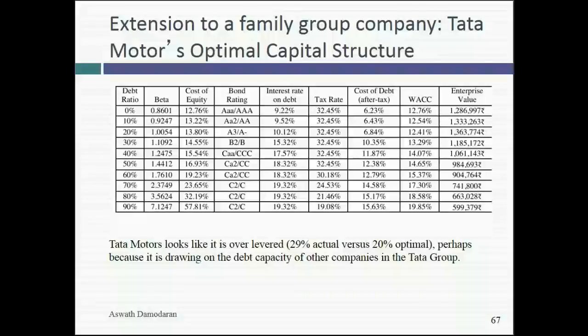But at least now we have some insight into why in family group companies you can find a company to be massively underlevered or massively overlevered. And before you decide they're insane, it might just be the group interest playing out in there. And that's what I see at Tata Motors.